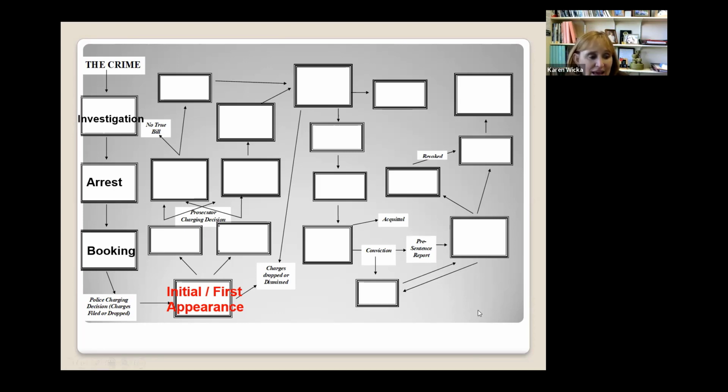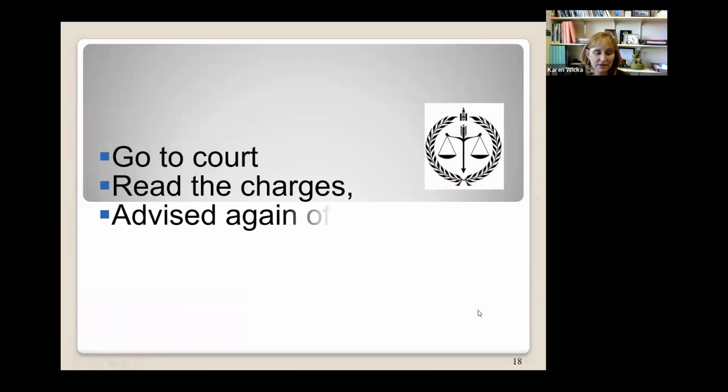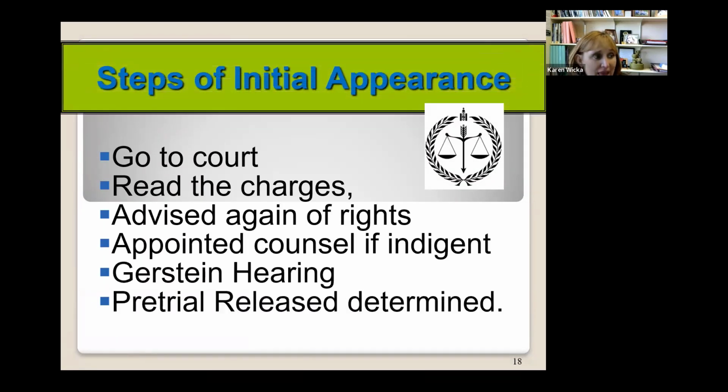So what the heck is happening during this initial appearance? Well, they're going to take the defendant to court. So we have the police arresting on what charges they think exist, but we need a check on the police. We need to make sure that there is actually enough evidence to keep moving forward.